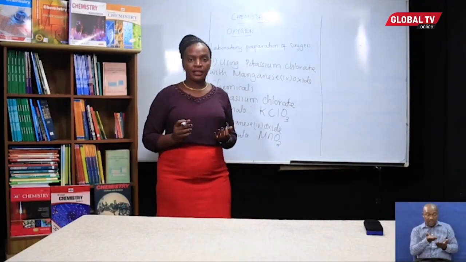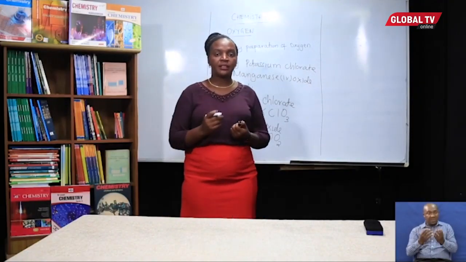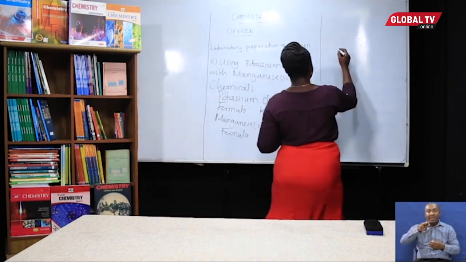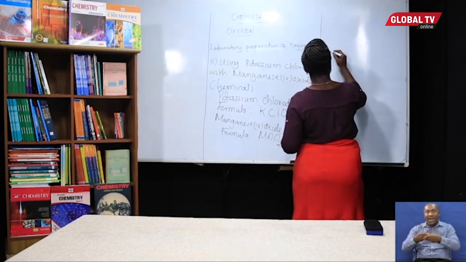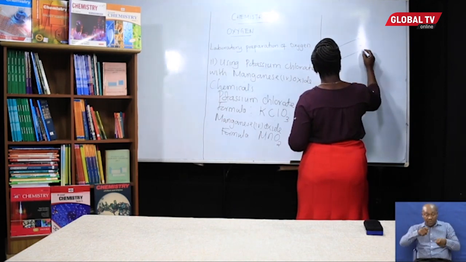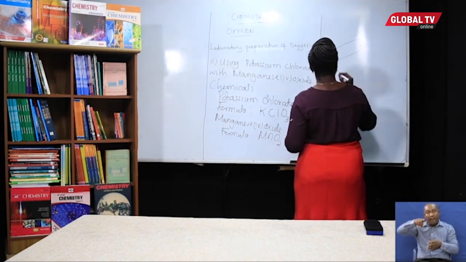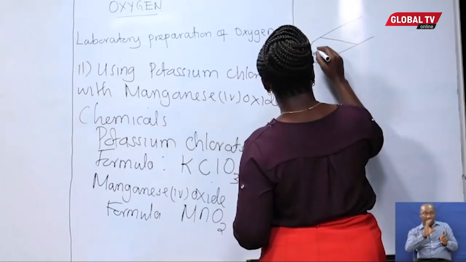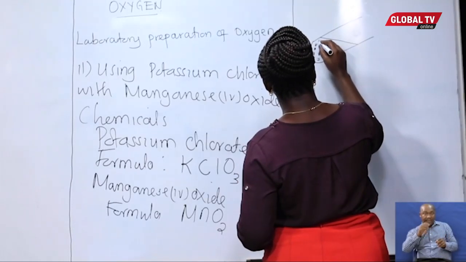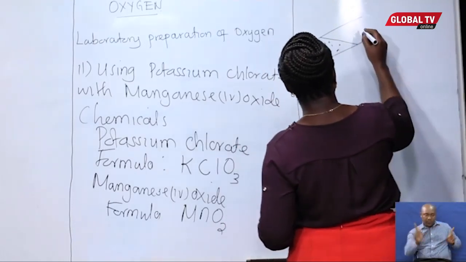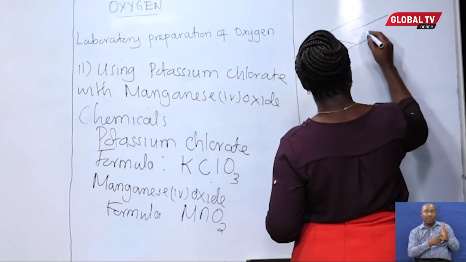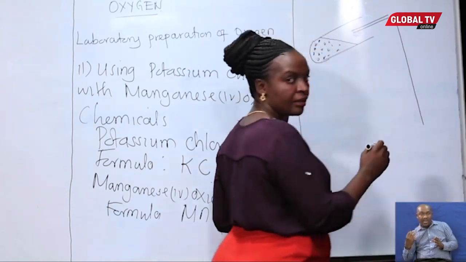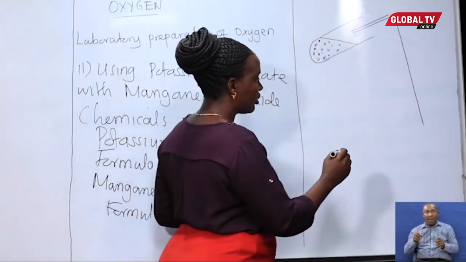Now let us see the setup, the diagram. How are we going to set the preparation in case we are in the lab? That is how we are going to set the diagram. We must have a boiling tube. Inside the boiling tube, we are going to add manganese 4 oxide and potassium chlorate.